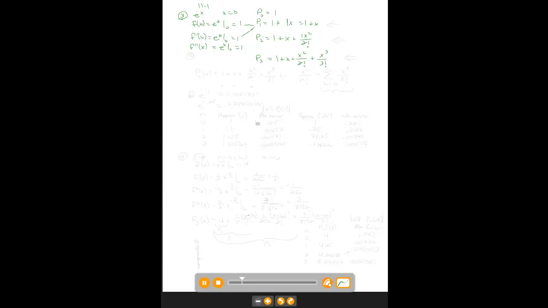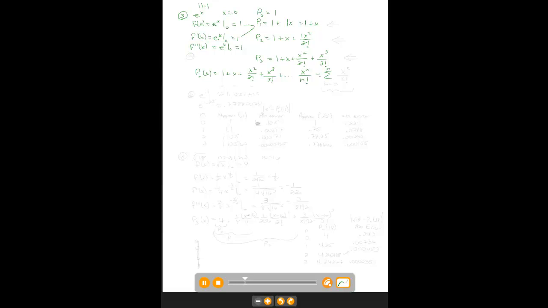The one thing that they did do here, and they didn't even say they were going to do it, is you need to be able to come up with p sub n of x. So you would write 1 plus x plus x squared over 2 factorial plus x cubed over 3 factorial plus dot dot dot out to x to the n over n factorial.